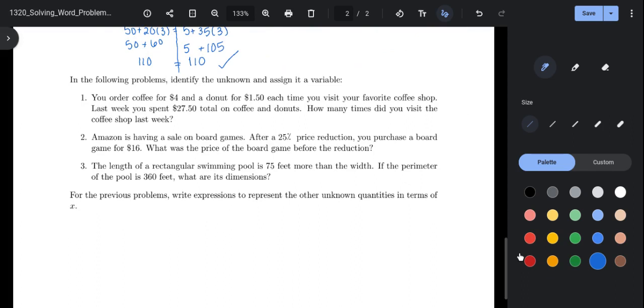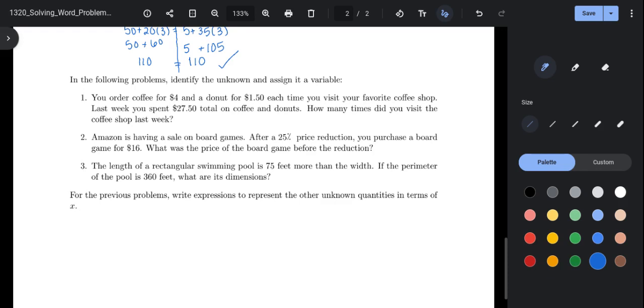Now, here's some extra problems that we can consider, and these are just helpful in how we can identify what is unknown. What do we not know and need to know from our problem? So let's read the first one. You order coffee for $4 and a donut for $1.50 each time you visit your favorite coffee shop. Last week, you spent $27.50 total on coffee and donuts. How many times did you visit the coffee shop last week?